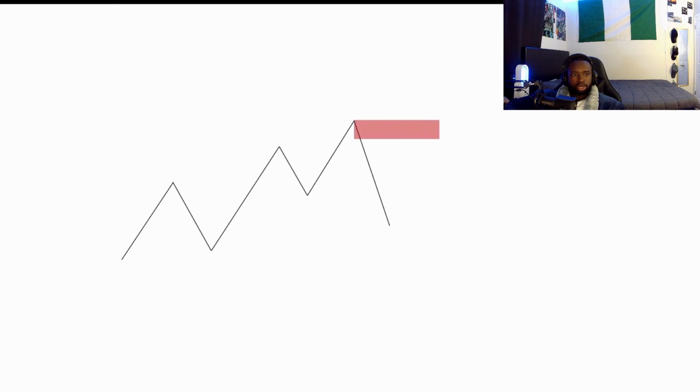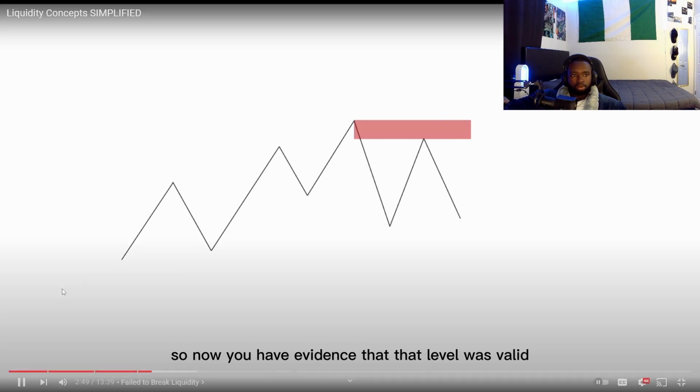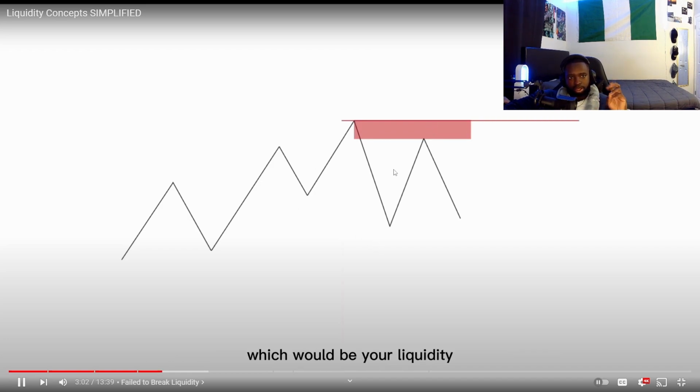Failed to break liquidity. As you can see here, you have a supply level formed, and price approaches this level and rejects. So now you have evidence that that level was valid, and retail traders might be a part of that move. So anybody that purchased price at that level, their stop losses would go on the swing above. When price breaks above structure, that swing would be resting the stop losses, which would be your imbalance liquidity. And then price would be incentivized to attack that supply zone level one more time. Oh wow.